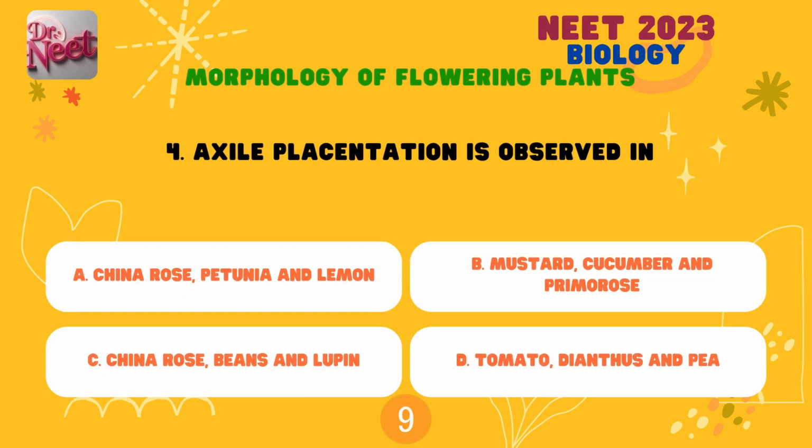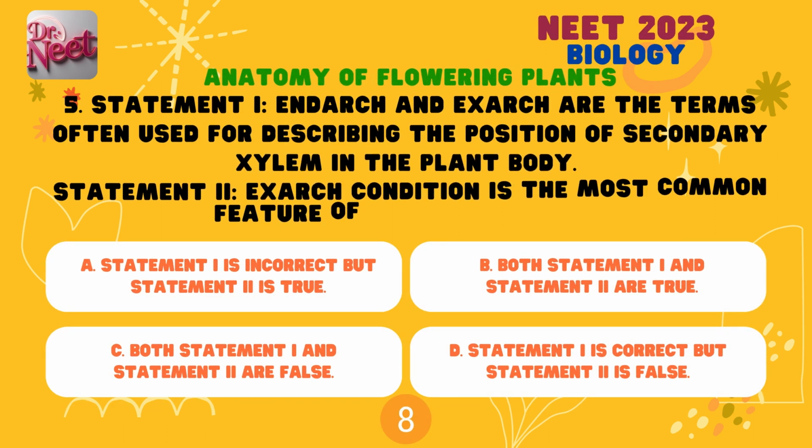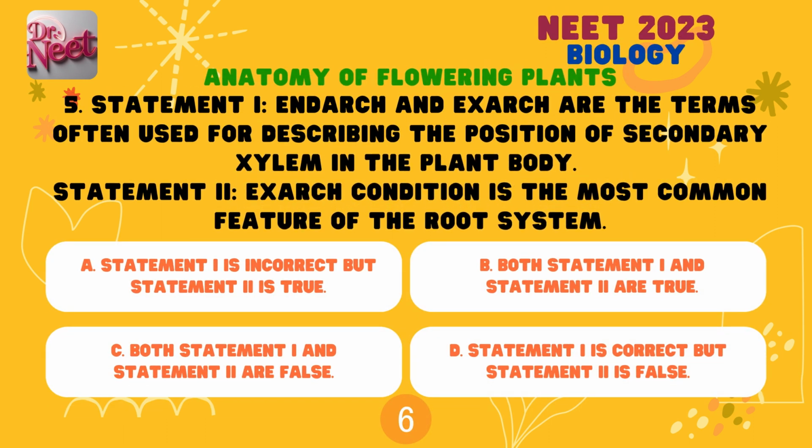Axial placentation is observed in. Statement I. Endarch and exarch are the terms often used for describing the position of secondary xylem in the plant body. Statement 2. Exarch condition is the most common feature of the root system.